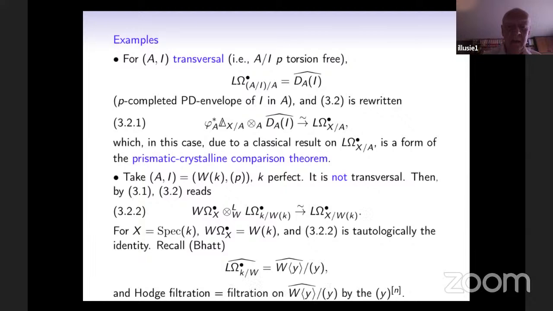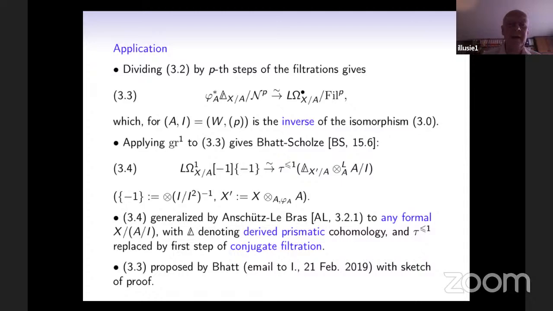Now, if you divide by p, then of course this ugly derived de Rham of A/I over A disappears, and you get an isomorphism, which in the case of the crystalline prism is actually the inverse of the isomorphism I defined. So now, if you apply gr^1 to this 3-3, then you get an isomorphism that was obtained by Bhatt–Lurie. And it was in fact generalized to the singular case by Andreas Langer. It's possible that the theorem of Shizhang Li and Tong Liu, which at the moment is stated in the smooth case, formal smooth case, would also apply to the singular case. That should be a form of that.